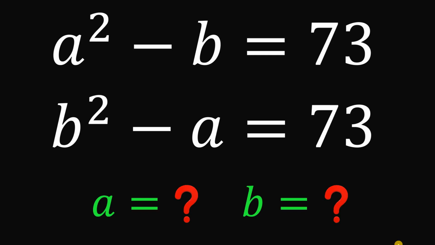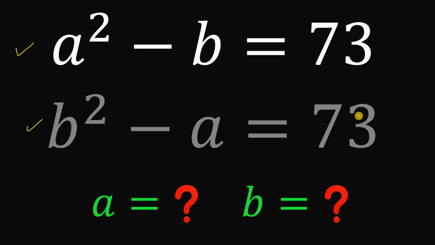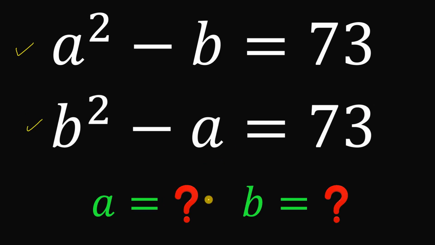For today's video, we will answer a math challenge given by one of our followers. And the question goes like this. Given these two equations, a squared minus b equals 73 and b squared minus a equals 73 also, then our goal is to find the numerical values of a and b.